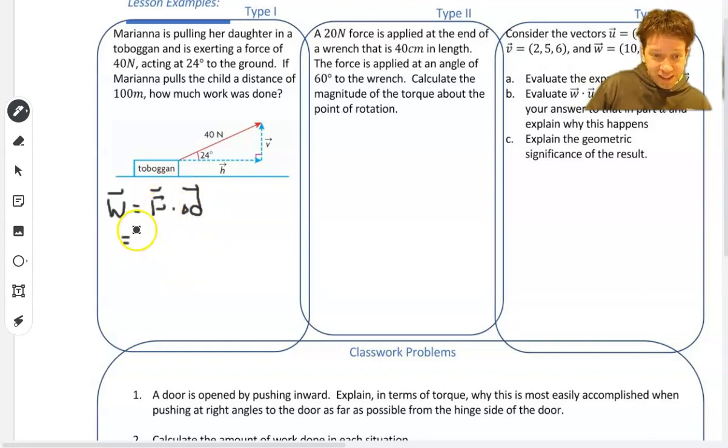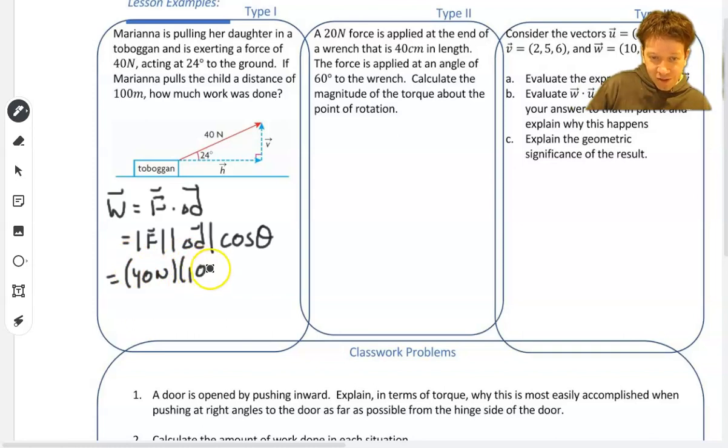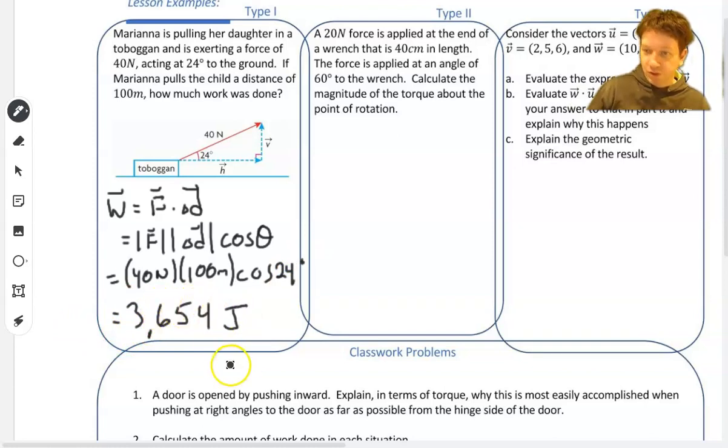All right, so force then, we're going to need the magnitude of that, which is 40 newtons. We're going to need the magnitude of displacement, which is 100 meters, and then the cos of the angle between them. So we have 40 newtons times 100 meters times the cos of 24 degrees. And that gives us the work done as 3,654 joules.